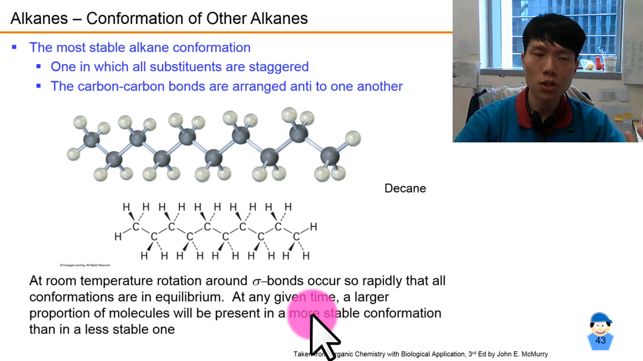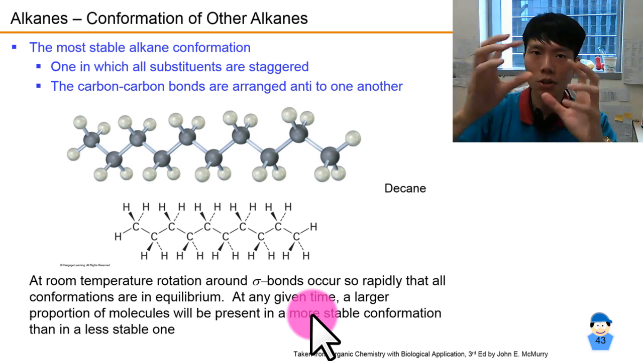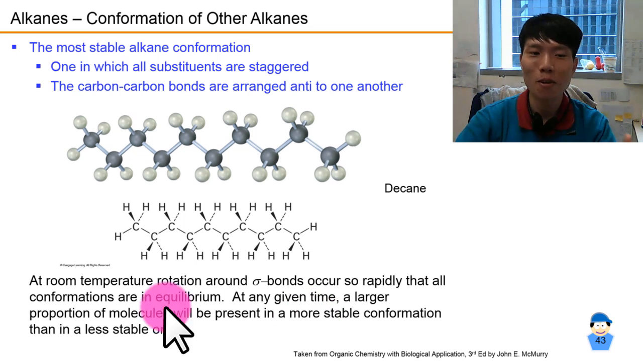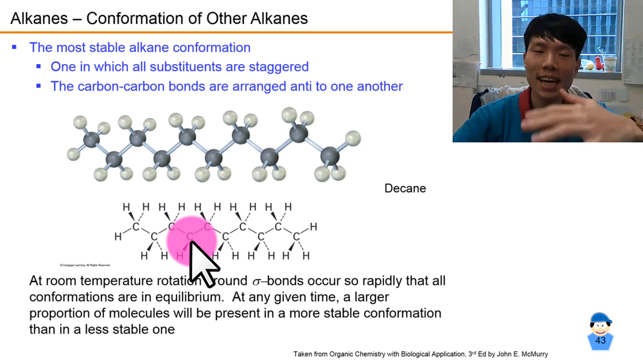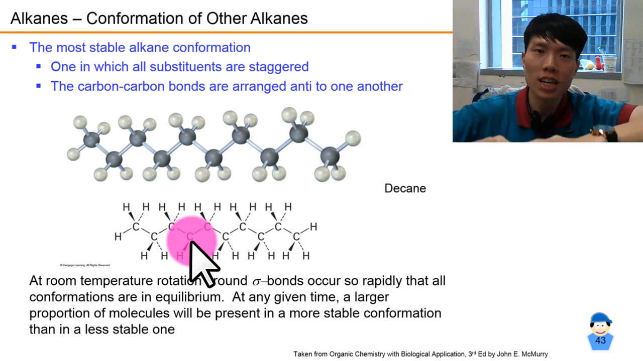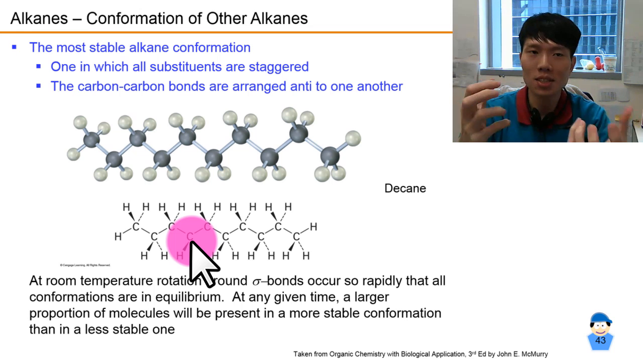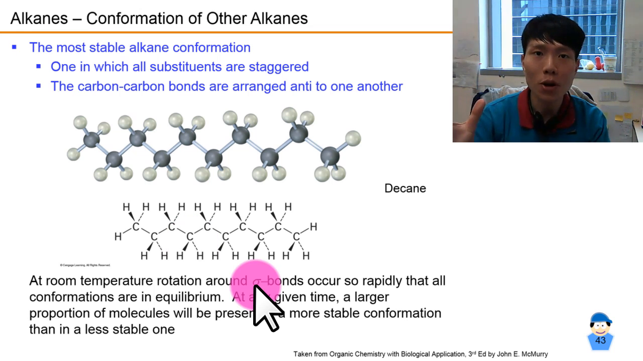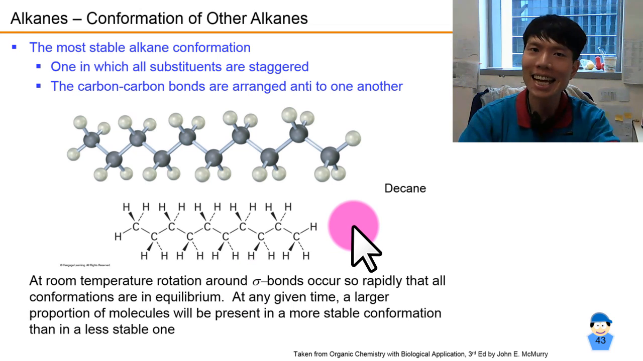At room temperature, the rotation of the sigma bond occurs very rapidly. It doesn't mean that you will only find decane at any temperature and pressure in the same conformer. No, because it has energy, it can still rotate. So the rotation of the bonds will occur all the time, and it's all at equilibrium. However, there will be a greater proportion of molecules present in the more stable conformer than the less stable one, because it's of a lower energy.